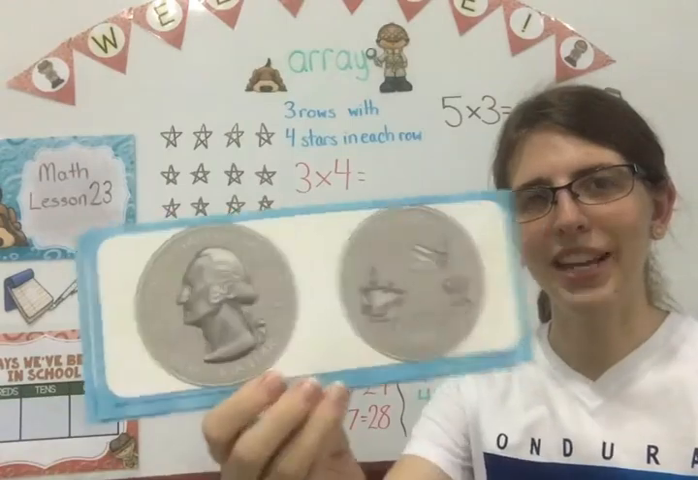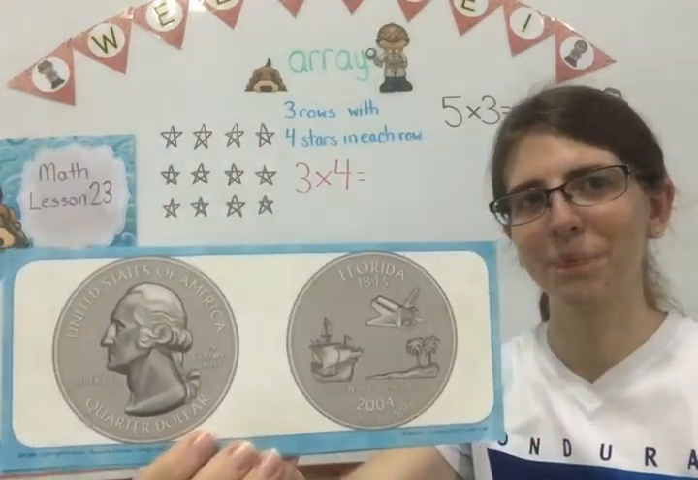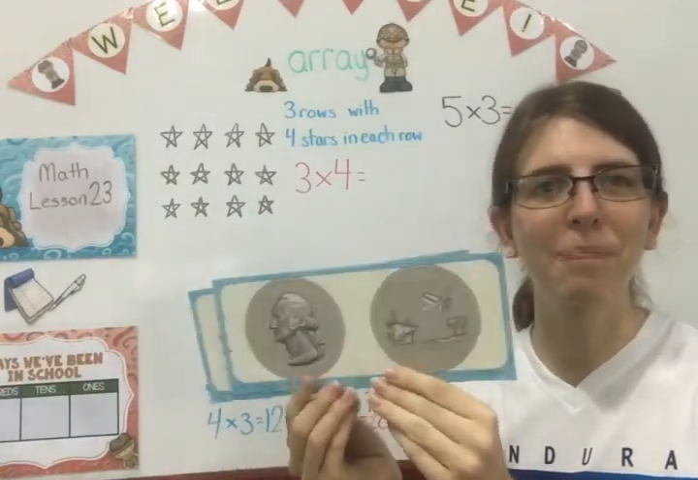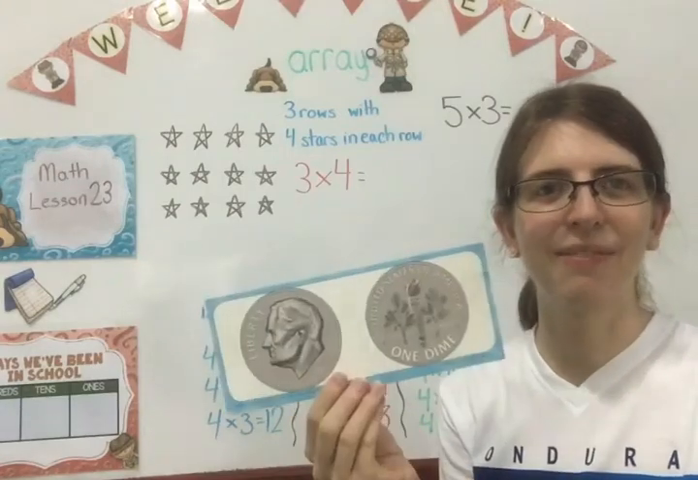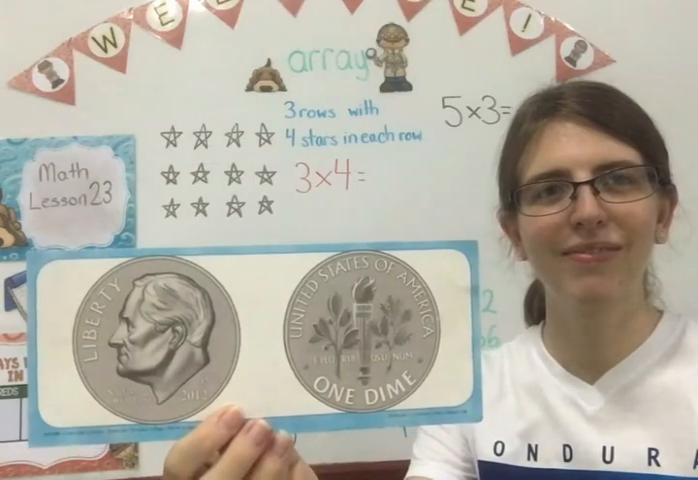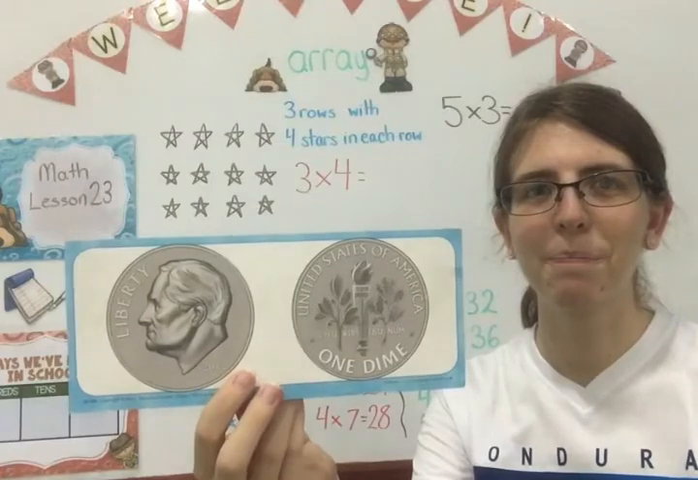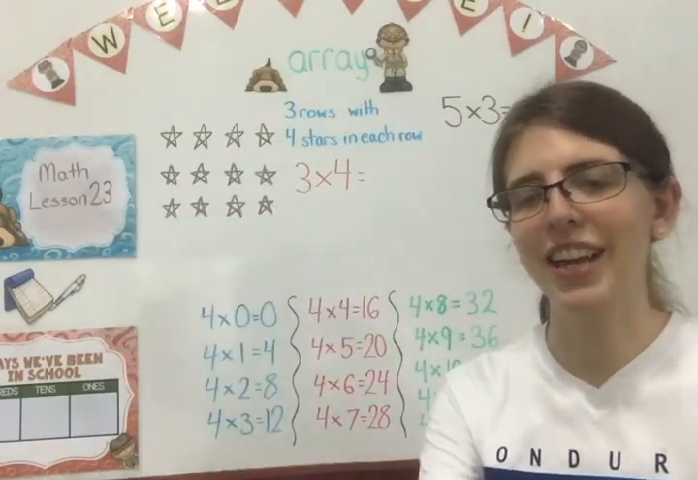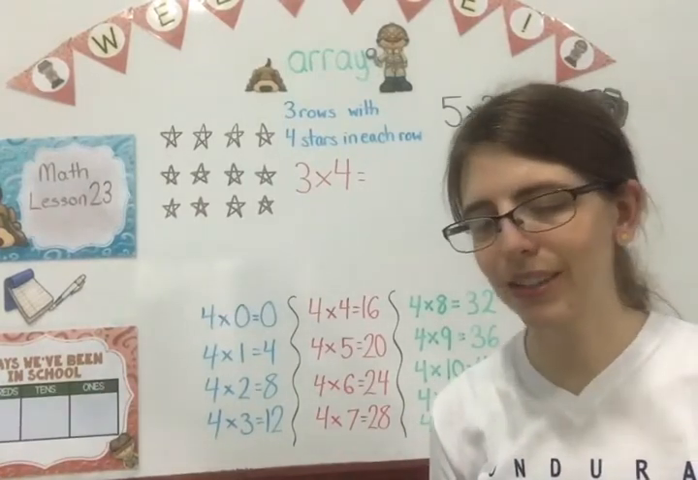What is this coin? It's a little smaller than the half dollar. This is your quarter. And how much is a quarter worth? 25 cents. What coin is this? This is your dime. And how much is a dime worth? 10 cents. Very good. Let's go to your measures to review those.